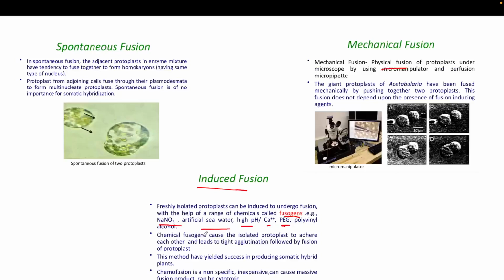This chemical fusion causes the isolated protoplasts to adhere to each other and leads to tight agglutination followed by fusion of the protoplasts. So when you dip these two protoplasts into the chemical solution, it will help to adhere these two protoplasts together.